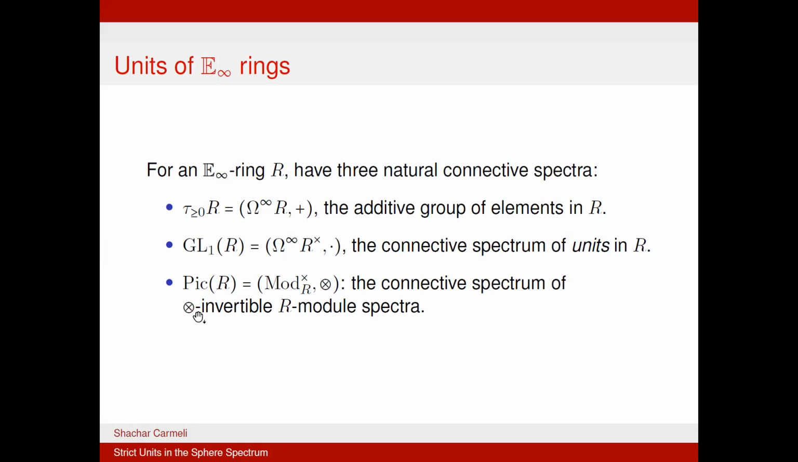And then there is the Picard spectrum of R, which is what happens when we replace R by its category of modules and take the multiplicative group of that with respect to the tensor product. So in other words, it's the space of tensor-invertible R-modules, where we ignore non-invertible maps and non-invertible elements, and the multiplication comes from the tensor product.